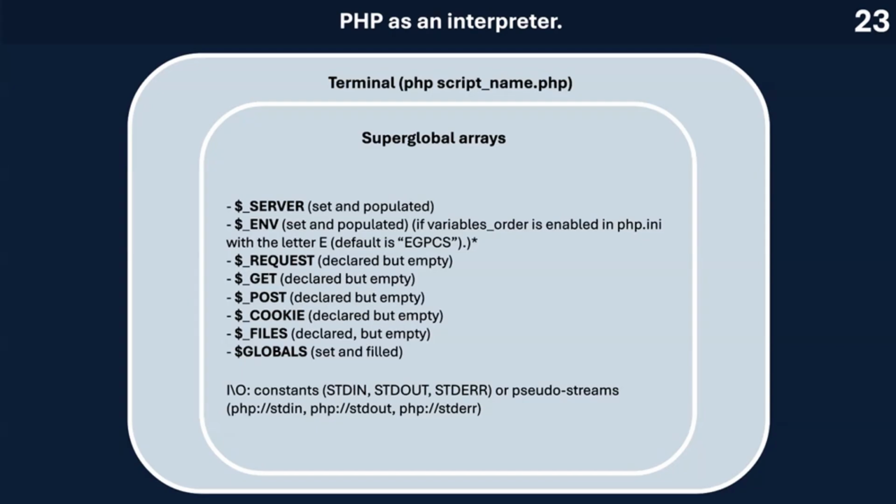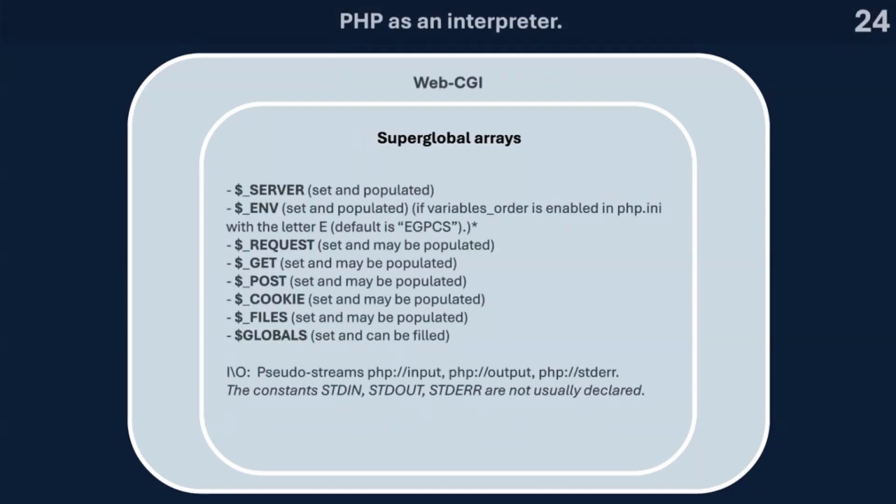If you use a PHP interpreter for the web, such as php-cgi, compiled with CGI SAPI, then SAPI will fill all arrays, that is, create a conditional web profile. Of course, this is provided that data is transferred to these arrays. Then we can use any of the superglobal arrays in our code. Working with input-output is done through the PHP pseudo-streams php://input, php://output, and php://stderr. The constants STDIN, STDOUT, and STDERR are usually not declared.